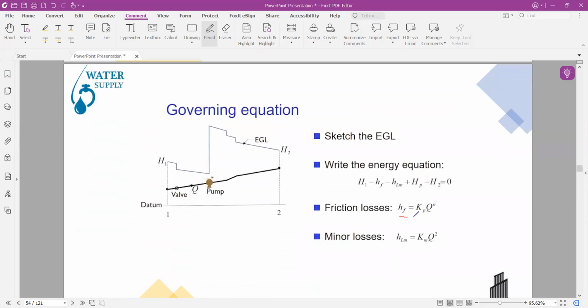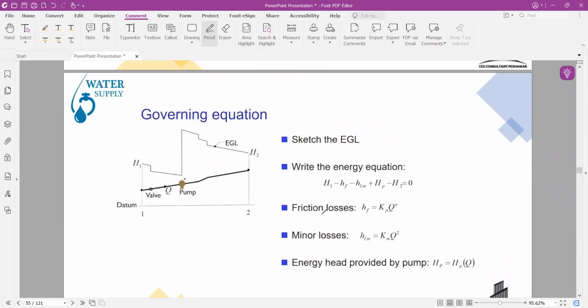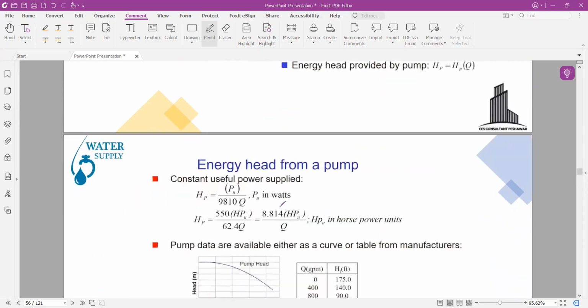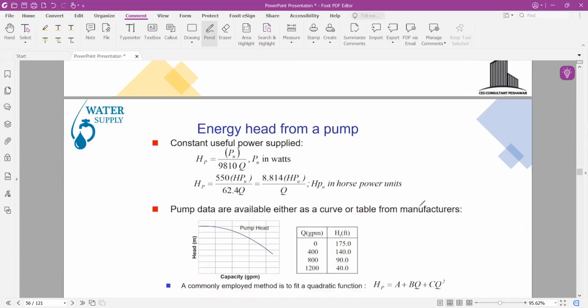The friction losses will be calculated by this equation, while the minor losses will be calculated by this equation. And similarly, the energy head provided by a pump is equal to the power input given to the pump divided by the unit weight of the fluid flowing through the pump. This is when the power is provided in watts; when power is provided in horsepower, this equation is used.